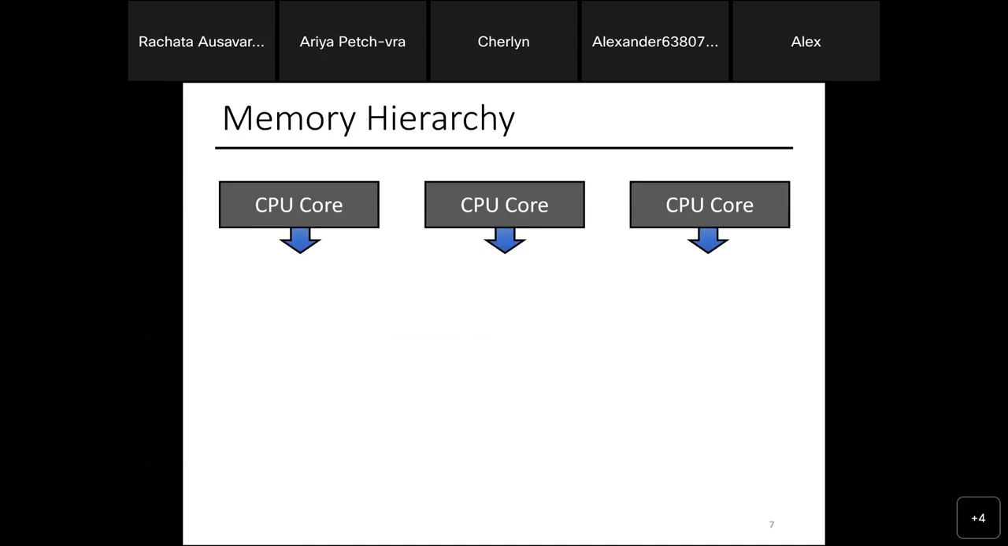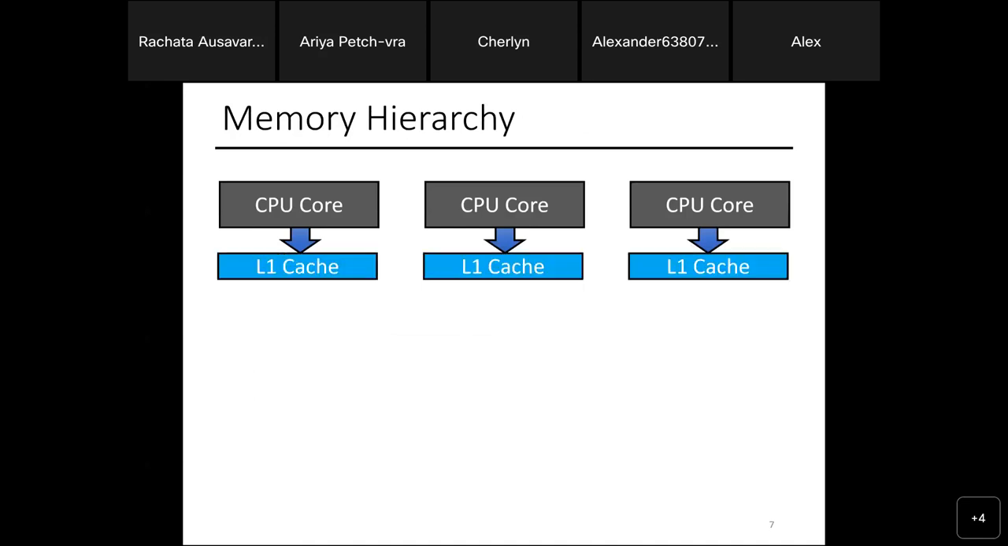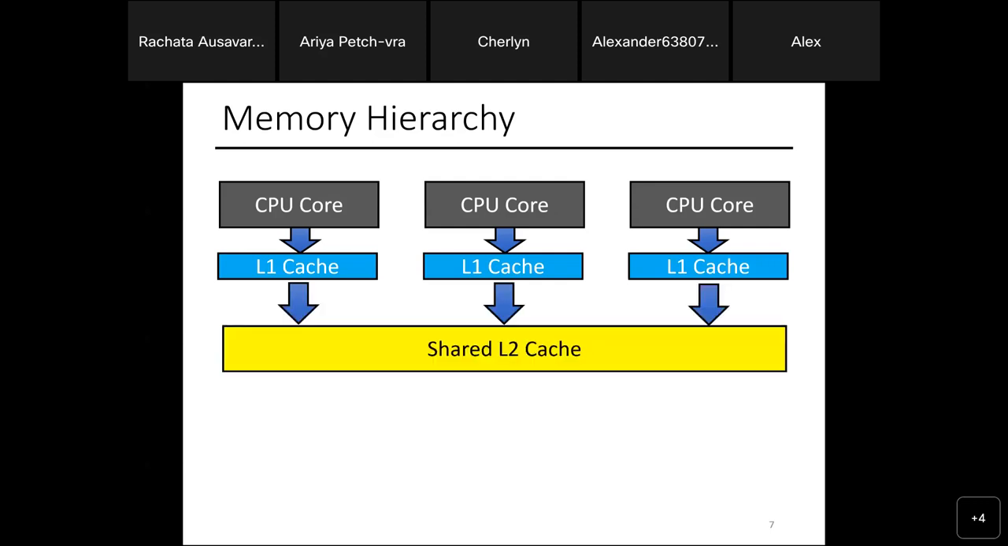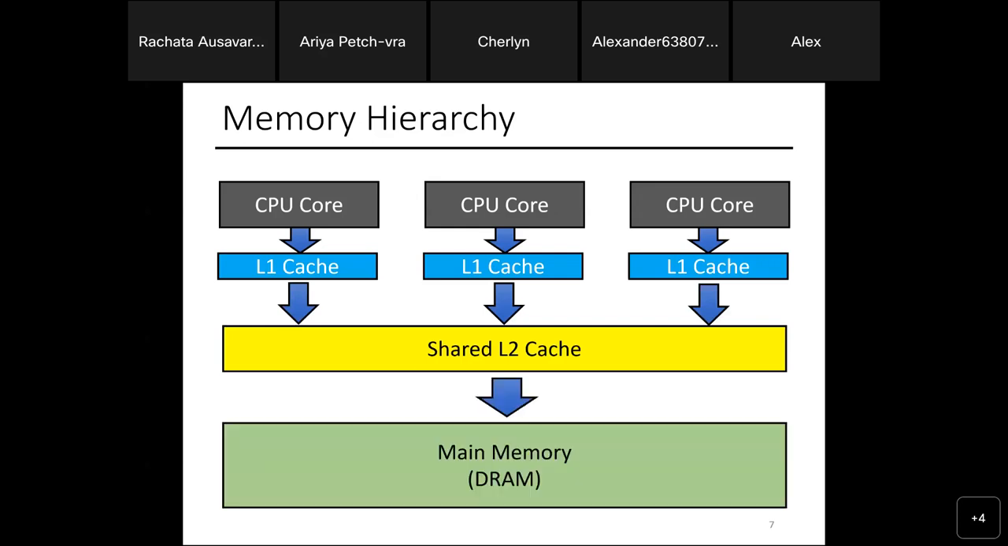Let's say you have a multi-core CPU, right? In most of your CPUs, each core will have its own L1 cache, the first small cache. Every time you need the data, it checks this location. If it exists, you take the data from the L1 and go do whatever your business is. Otherwise, you go to the shared L2 cache. Otherwise, you go to the main memory. If you still cannot find the data, you go to the main memory, right?